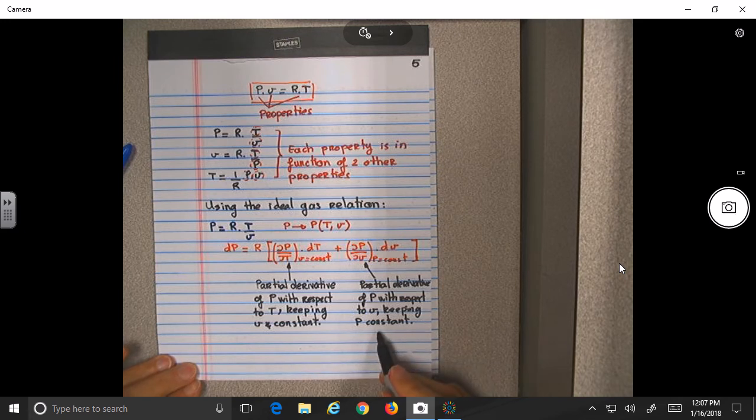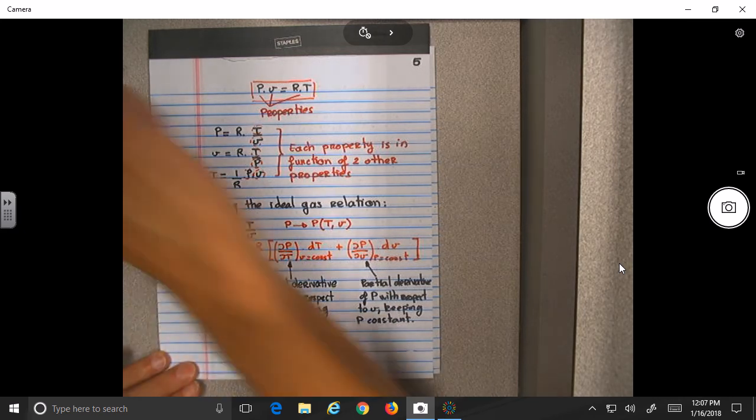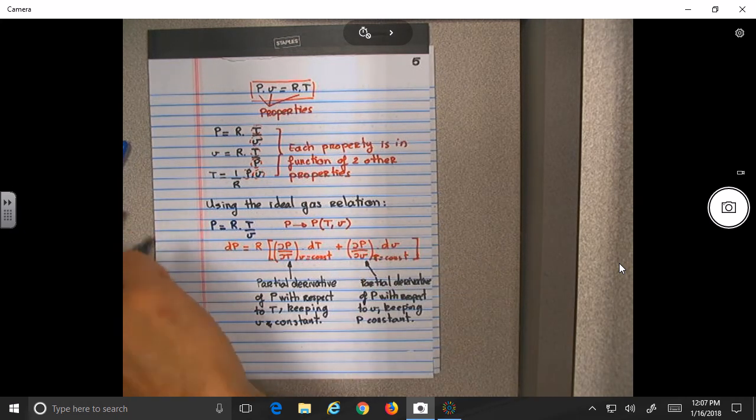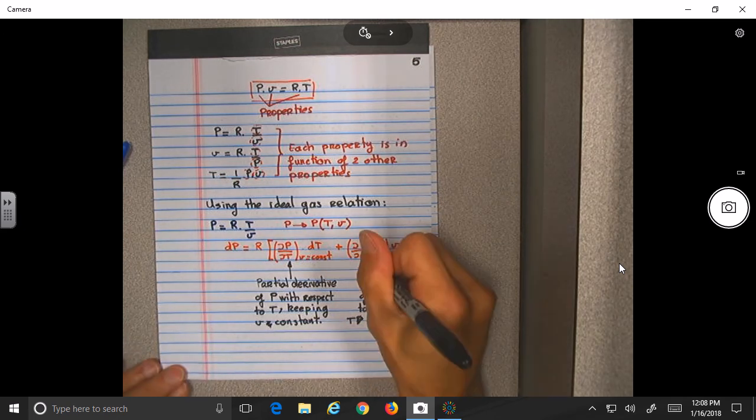What did I write? I mean, this is wrong, not keeping P constant. Okay. This one is the partial derivative of P with respect to T, keeping V constant. This one will be the partial derivative of P with respect to V, keeping T constant. You're right, so I did it wrong in both places. So this is T over here.